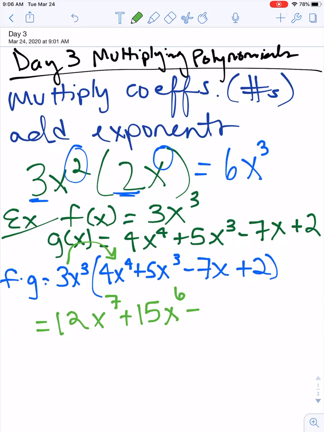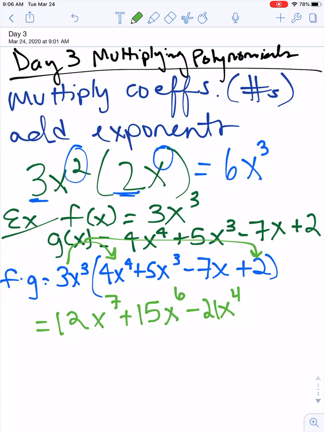Then we're going to go ahead and do that with our next one. So we have 3x cubed times negative 7x. So we have 3 times negative 7 to get negative 21. X cubed times x gets us x to the 3 plus 1. 3 plus 1 is 4.